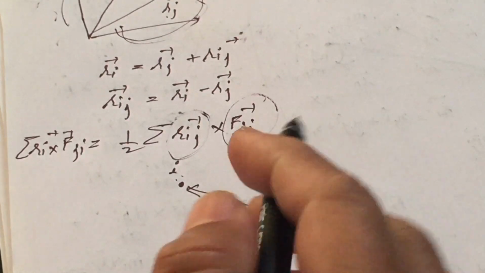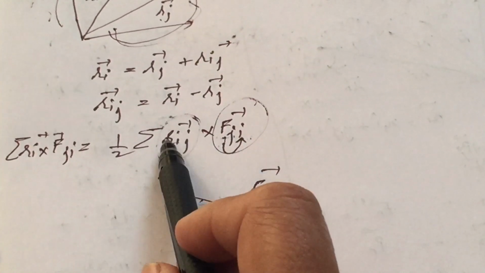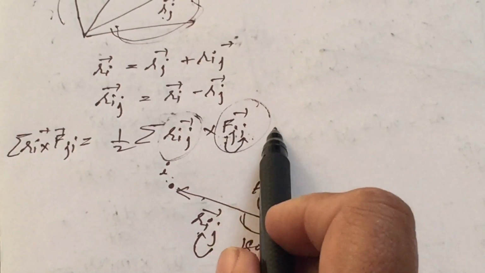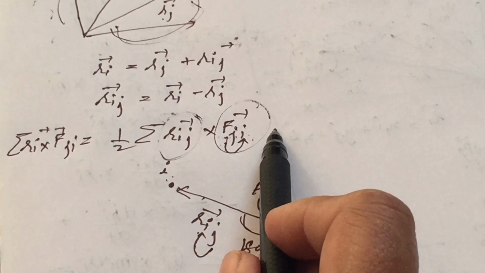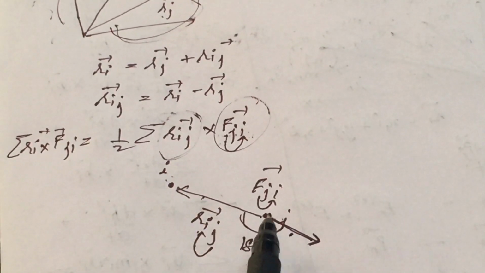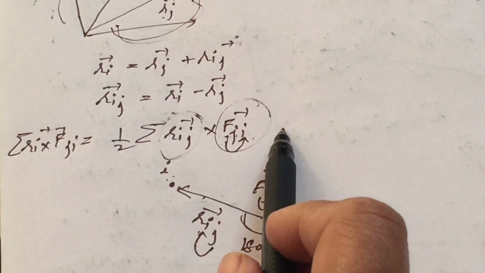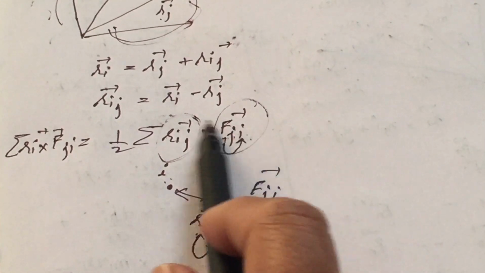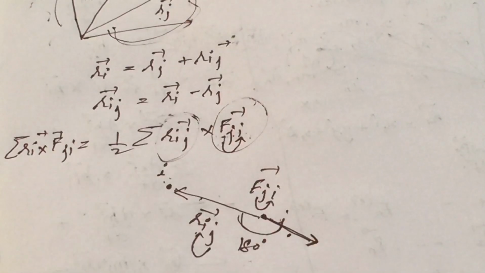If we open this cross product, we will have the magnitude of rij, the magnitude of fgi, and the sine of the smallest angle between r and f. Here the angle between them is 180 degrees, hence sine 180 degrees becomes 0, and in this case the whole resultant term will be 0.